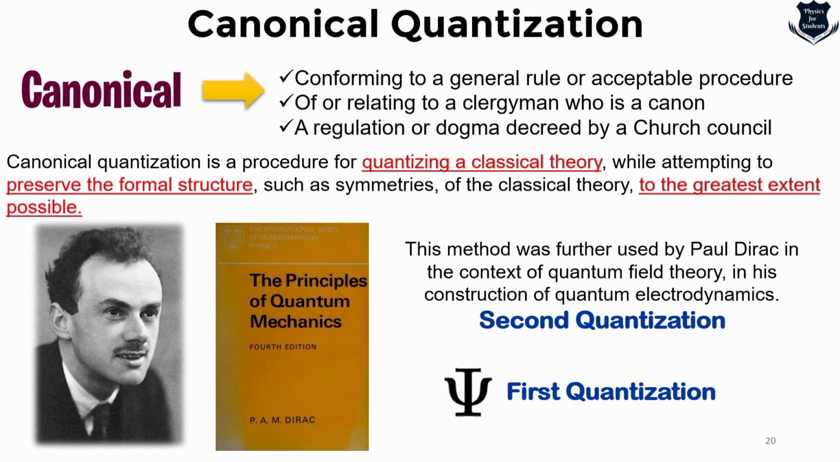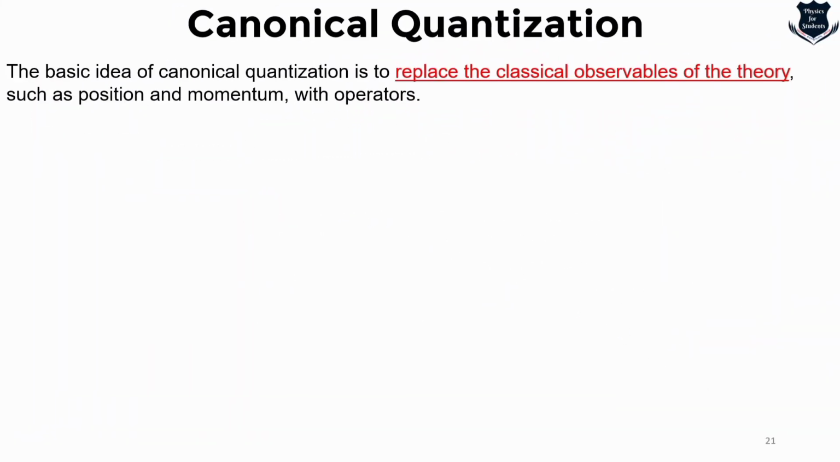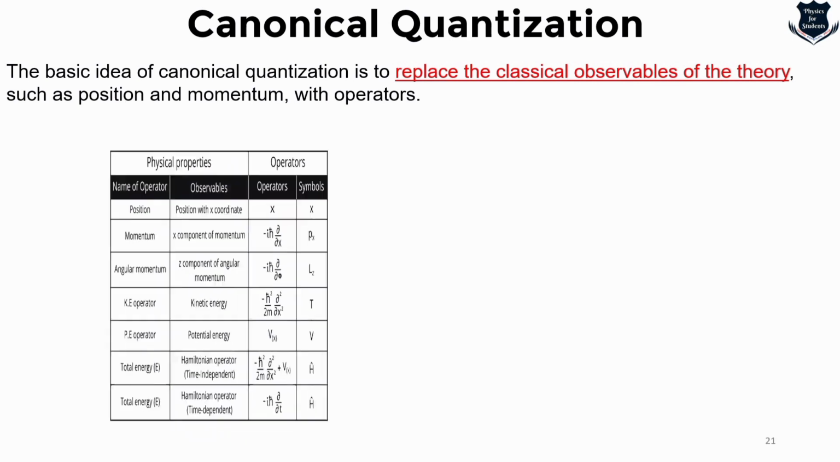Now we understood that quantization is a process in which the classical theory will be quantized, but we will preserve the formal structure. How do we do that? What does it mean to preserve the formal structure? Let us look into the next part of our video. So here is the answer. What we do is that we replace all the classical observables with certain quantum mechanical operators. This schematic diagram will give you an idea.